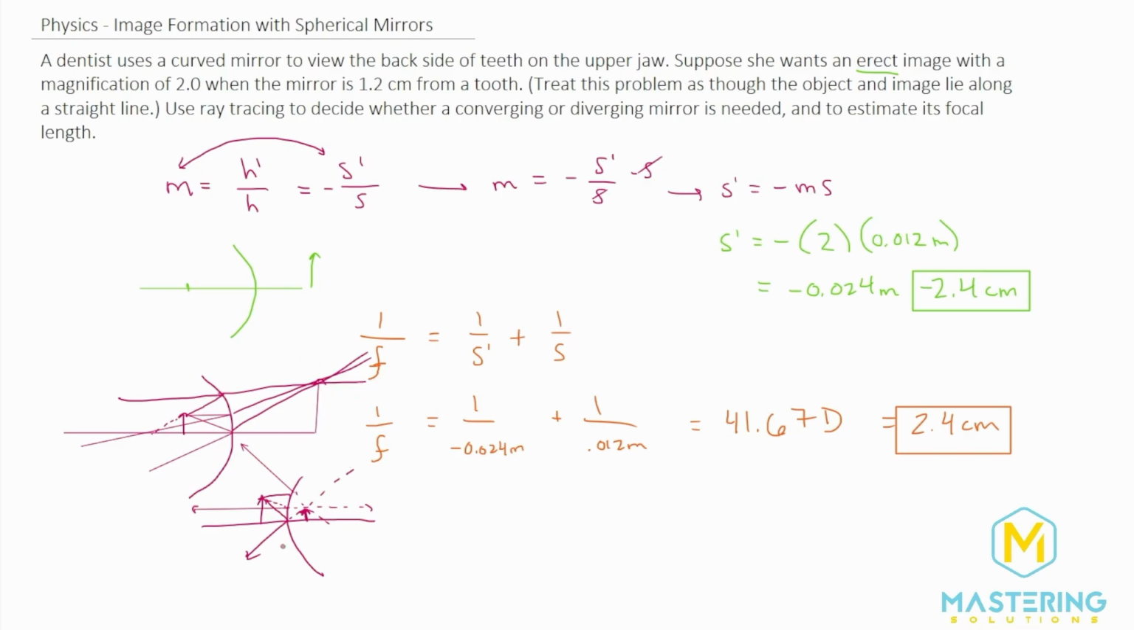Hopefully that made sense. I worry that it was a little confusing the way I went through that quickly, but we know that we need a concave mirror. The image is going to form a virtual erect image 2.4 centimeters behind the mirror. And for the focal point, they wanted us to estimate it, but we calculated it to be 2.4 centimeters.